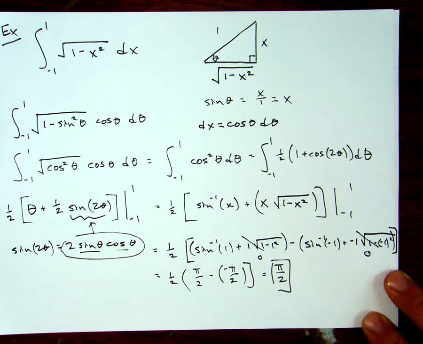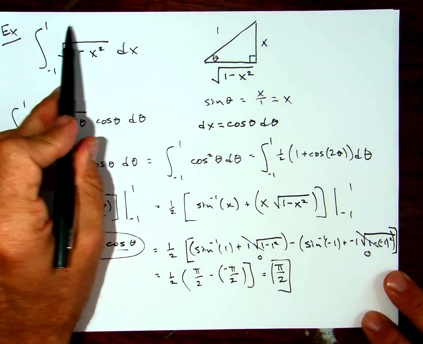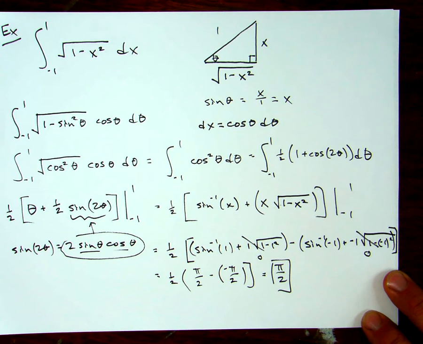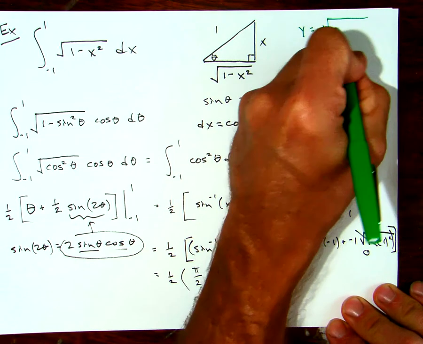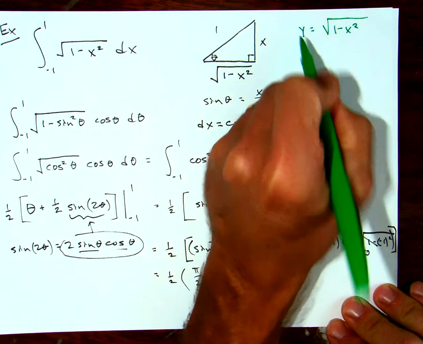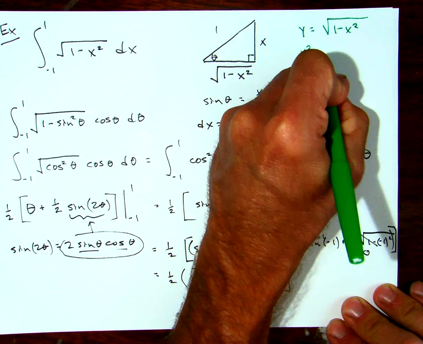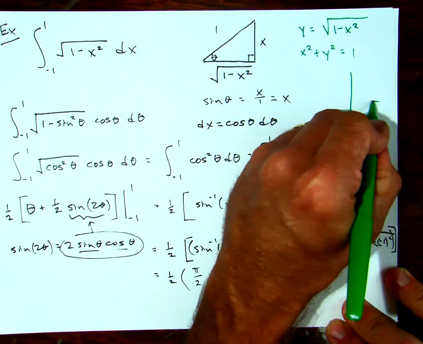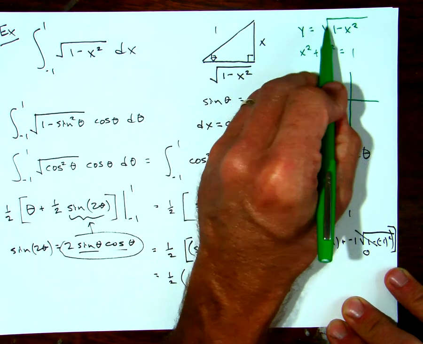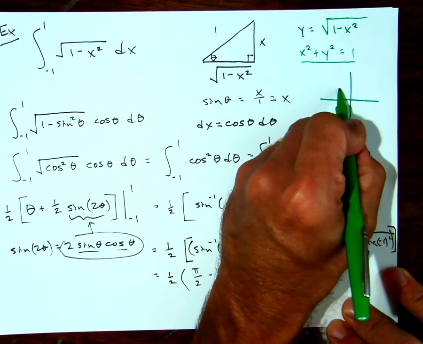All right, before I move on, I just want to come back to a geometric interpretation of this, because there was actually a much quicker way to figure this out. I'll do it in a different color to set it apart from the work that we've done here. If this is my function, y equals the square root of 1 minus x squared, then if I square both sides and move some things around, I get x squared plus y squared equals 1. First, let's graph this. That's a circle of radius 1.